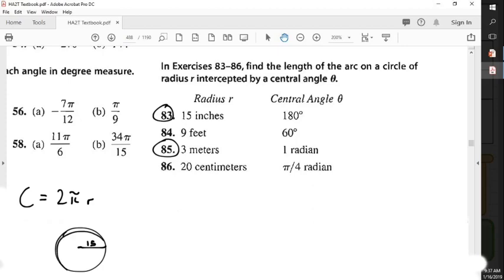But that would be the whole thing, and we don't want the whole thing. Our angle is only 180 degrees. So what we're looking for is this length right here. So you would just have to halve that.